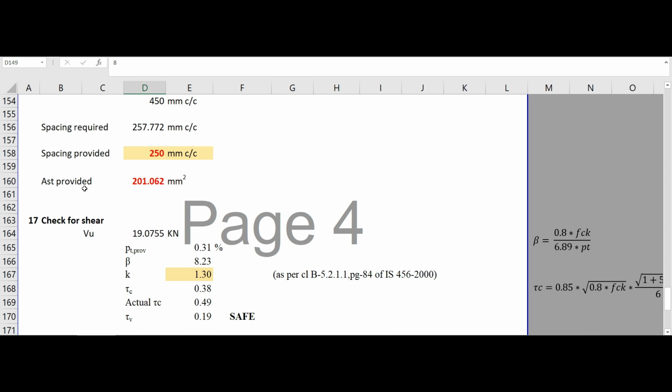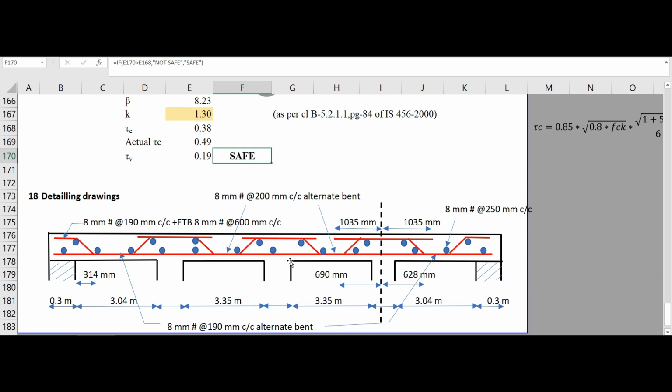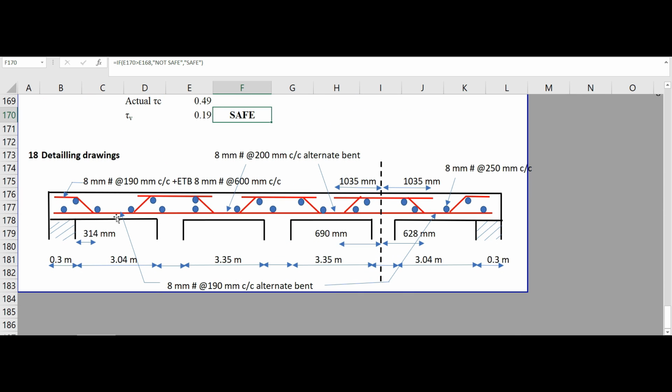The slabs are generally safe in shear, but here I have calculated. So here the slab is safe. And this is the typical detailing drawing of what I have discussed in the previous slide. This completes the design of one-way continuous slab.